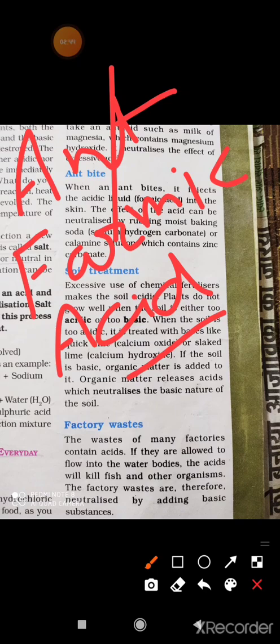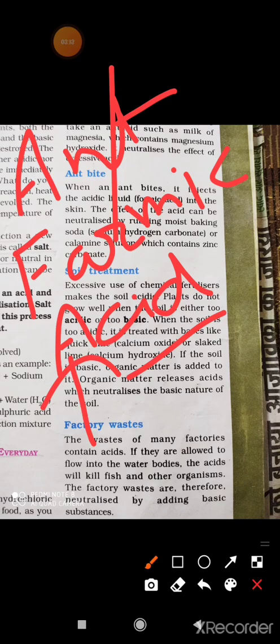Calamine lotion contains zinc carbonate, which is also a base, and it neutralizes the acidic effect of the formic acid. After that we feel relief. So it is also effective. The fact of the neutralization is used in this way in our daily life.